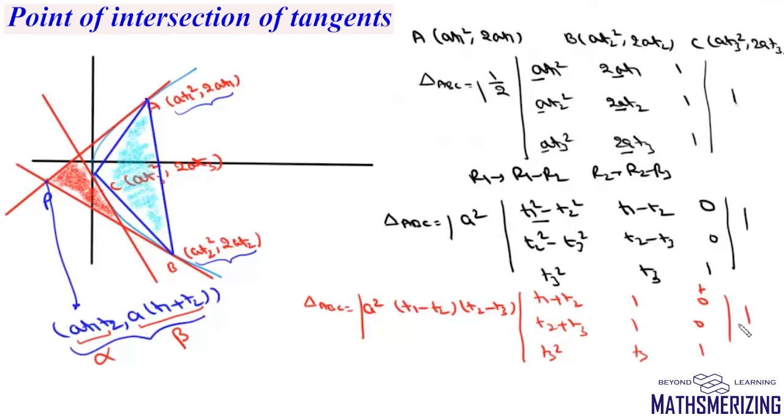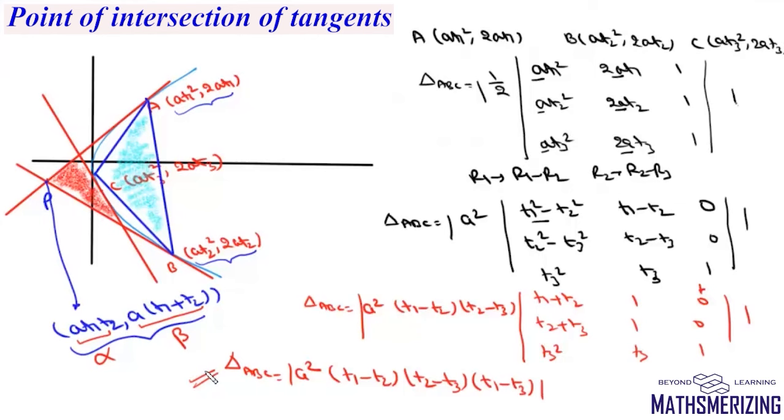So we can write this result as, area of this triangle ABC, it will be A square, and then it is T1 minus T2, T2 minus T3, and then T1 minus T3 with a mod sign. So that is the area of this triangle ABC.